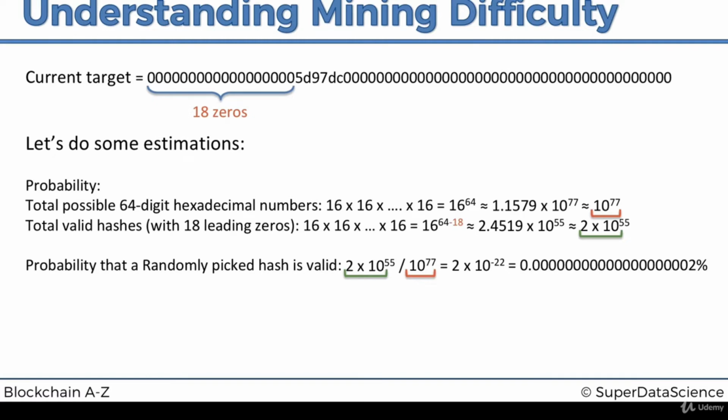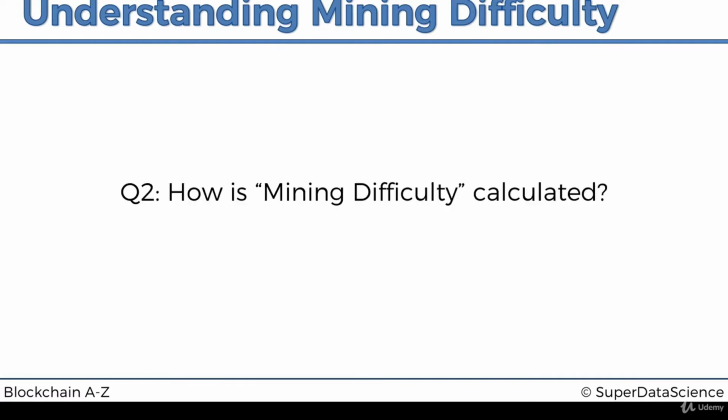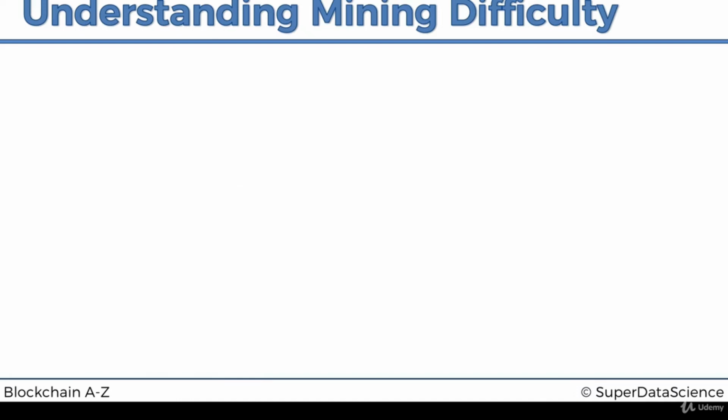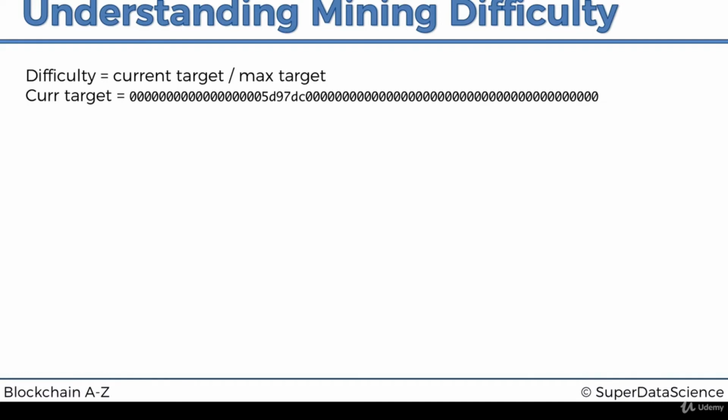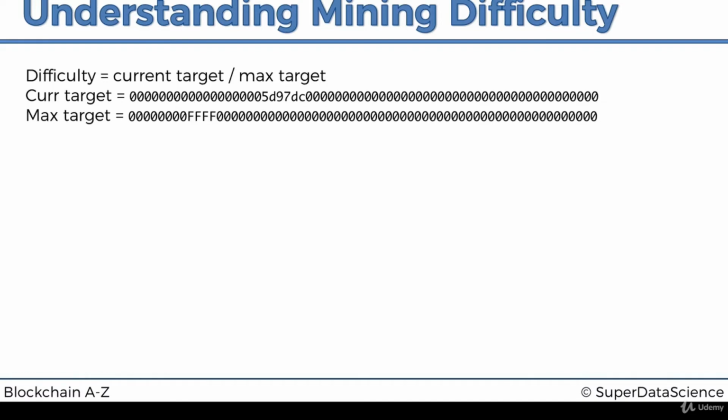And now we're moving on to question 2. It's a good segue into question 2. How is mining difficulty calculated, and how is it adjusted? So let's have a look. Mining difficulty, the definition, is the current target divided by the max target. We know the current target, that's our current target, and the max target is this, and we'll get to that in a second. So first, I wanted to make a comment.